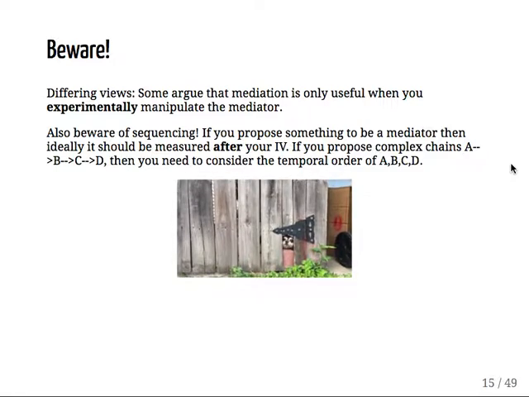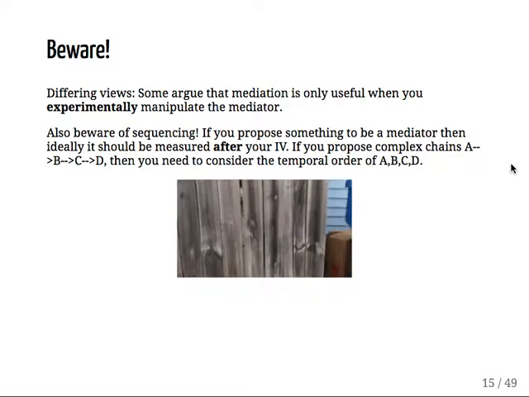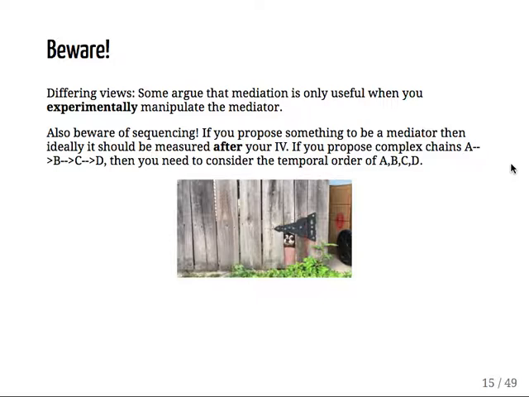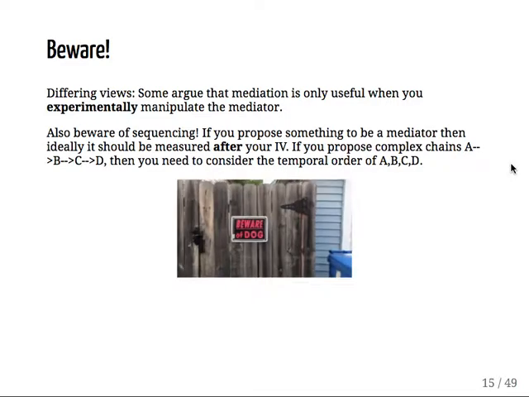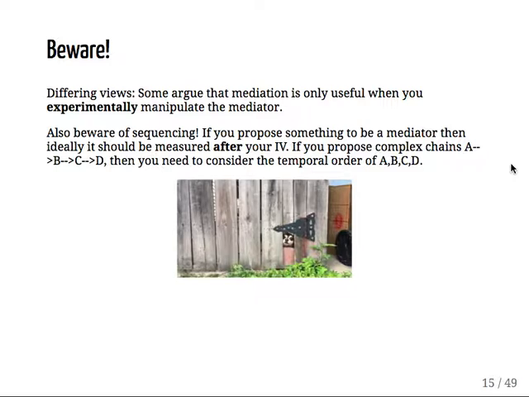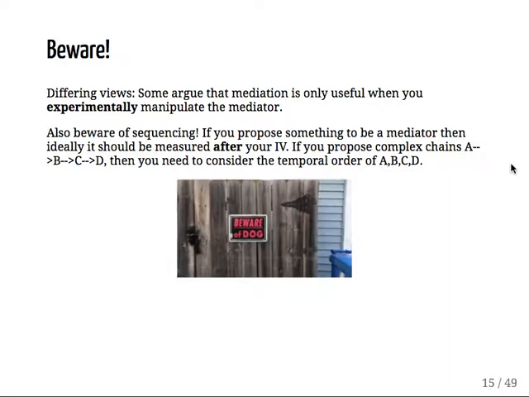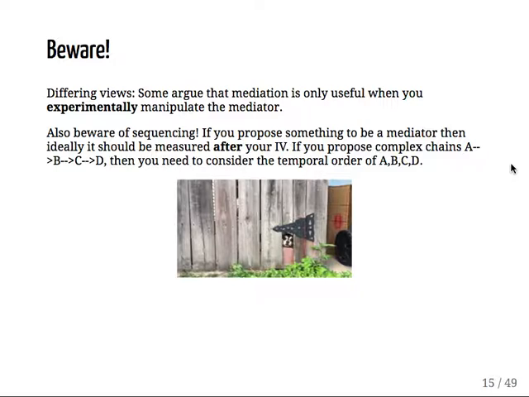If you propose complex chains, then you also need to consider the temporal order of A, B, C, D. If you have a complex questionnaire, on the one hand you could say, I'm going to randomize all these chunks. But if you're following this mediation design, then they should be in the logical order in which you draw your causal chart, right? Because ideally you don't want things from the future to affect things from the past, because that would affect your estimation and your logic, yeah?